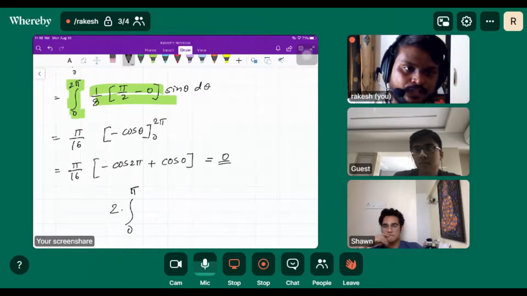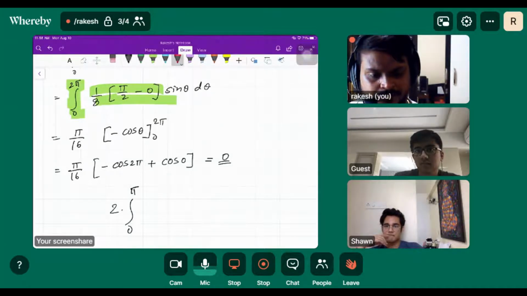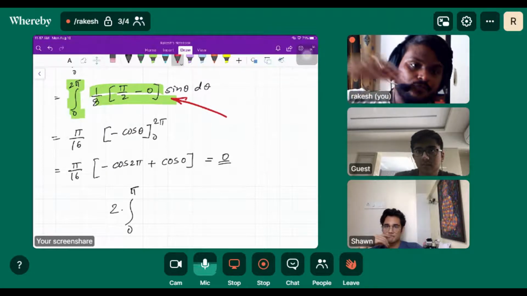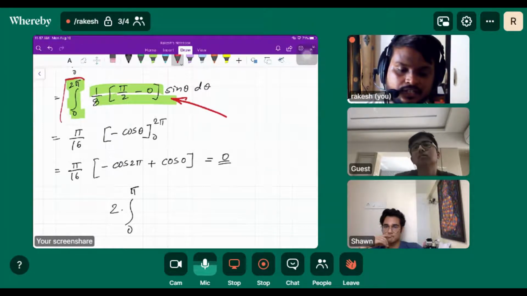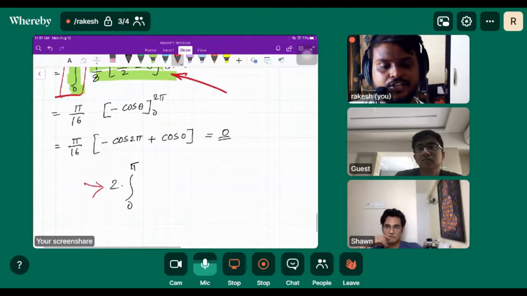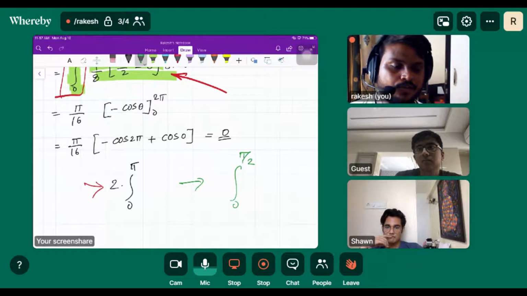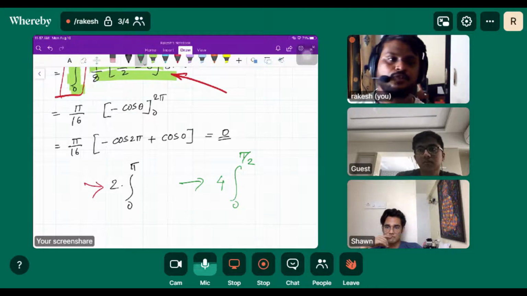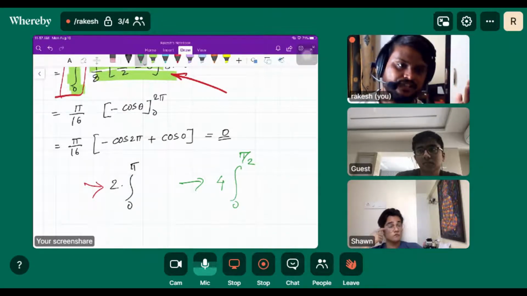If you are getting 0, by looking at the expression it will tell you that you are going to get 0 here. In that case, we have to convert the last integral into this format. If it is still 0 because of the symmetry, what else can we do? We can again make this 0 to pi by 2 and 4 outside. Why are we getting 0? Because of positive and negative and the symmetry, they cancel each other.